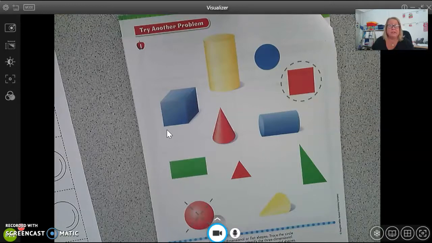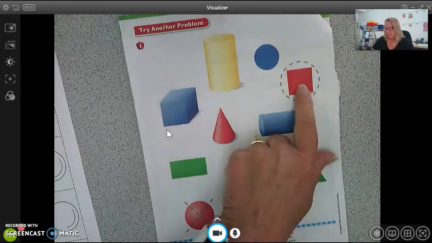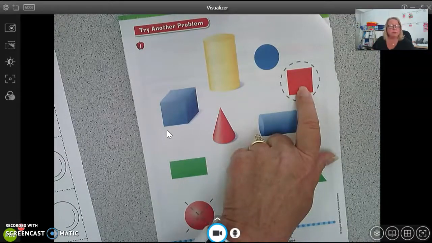Now remember, the flat shapes, you can't see all the way around it. It doesn't slide, it doesn't roll, it doesn't stack. The flat shapes are just shapes. So I want you to circle all the two-dimensional shapes, just like they did here for the square.